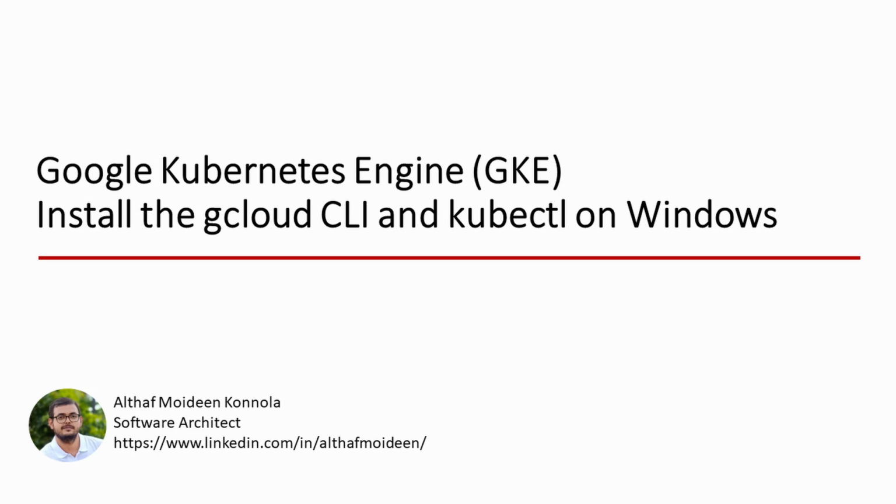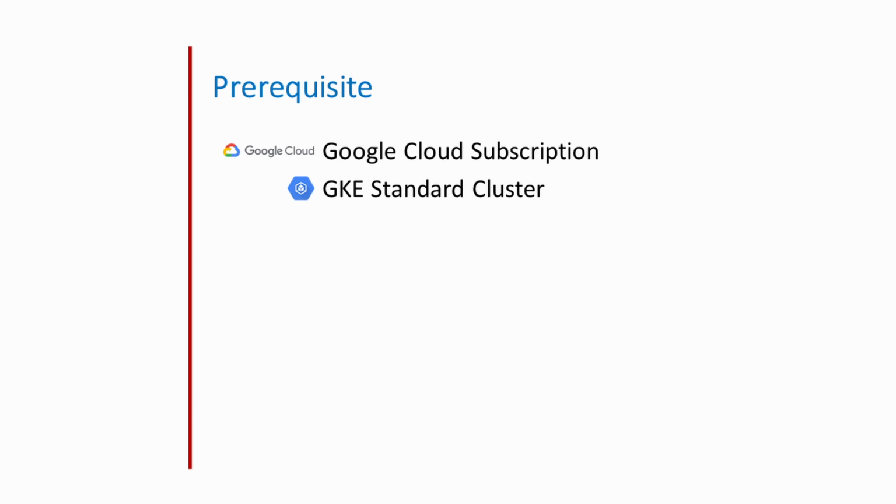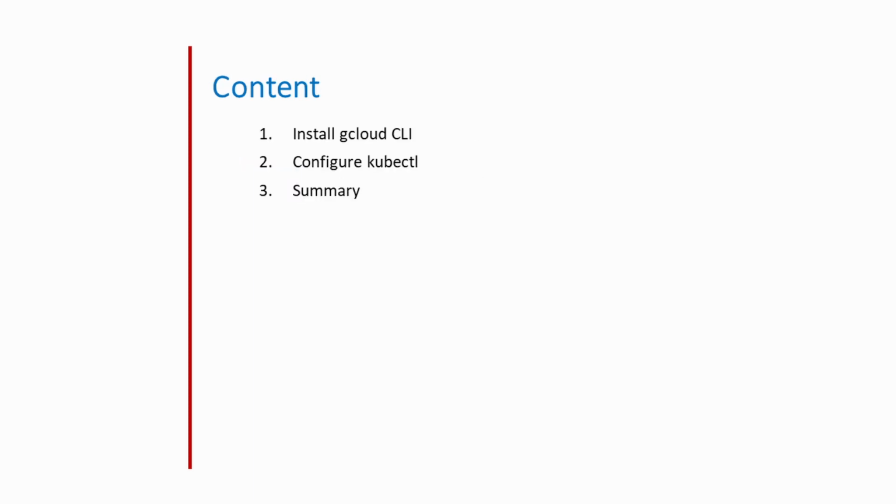Welcome to this video. In this video we will look at how we can install and configure gcloud CLI and kubectl on a Windows machine. Before we start, we need a Google Cloud subscription and one GKE standard cluster. Install gcloud CLI, configure kubectl.